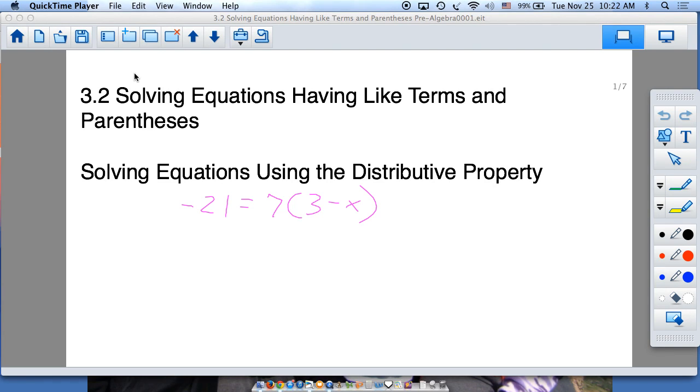Today we're going to work on solving equations having like terms in parentheses. Solving equations using the distributive property. So we remind ourselves that we must distribute this 7 to everything inside the parentheses. So that's a good little review.